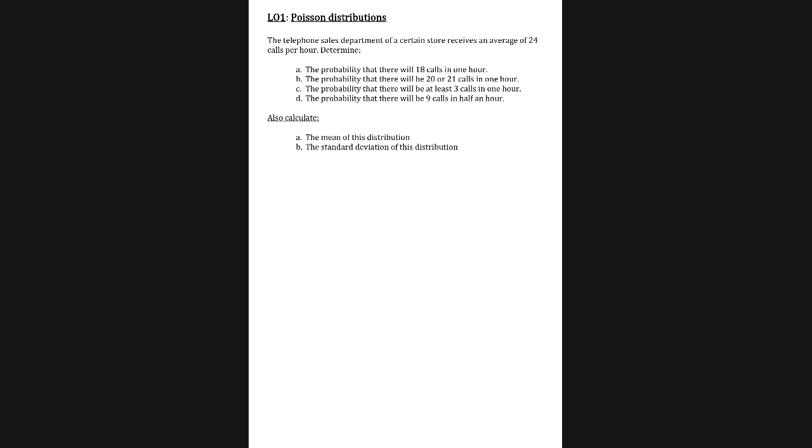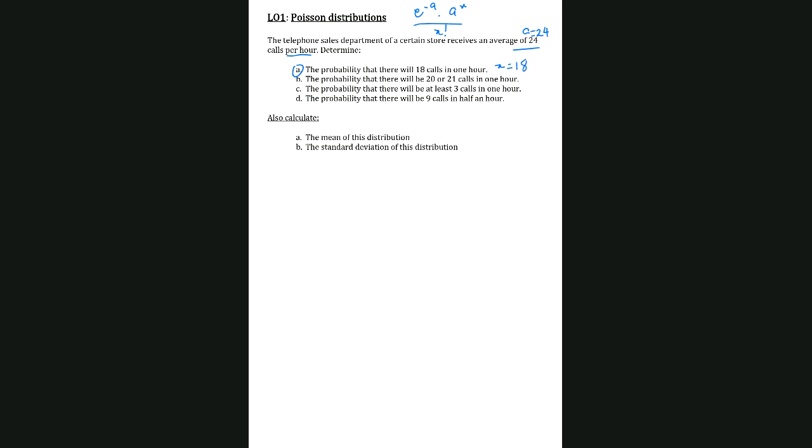Okay, so we know the average is 24, so we know a is equal to 24. Again, the formula is e to the power of minus a multiplied by a to the power of x over x factorial. And then the first question says, what is the probability that there will be 18 calls in 1 hour. So again, please bear in mind that this average of 24 is per hour. So here they're saying determine the probability of x equal to 18.